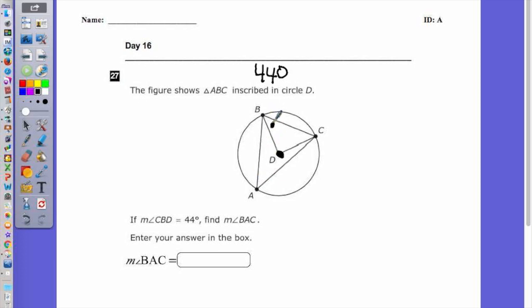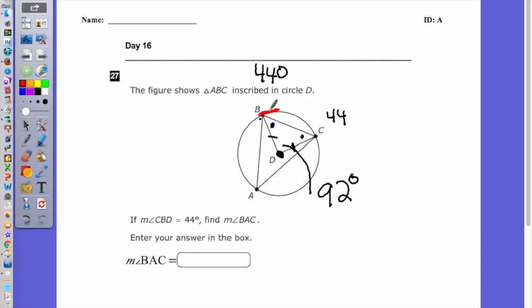If this is 44, this triangle here is isosceles because D to B is a radius and D to C is a radius, correct? So that means that angle C is also 44 degrees. Therefore, 180 minus 88, because 44 plus 44 is 88, means that angle D is 92 degrees.